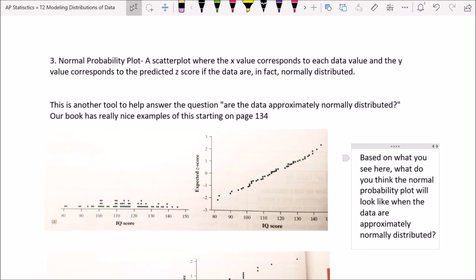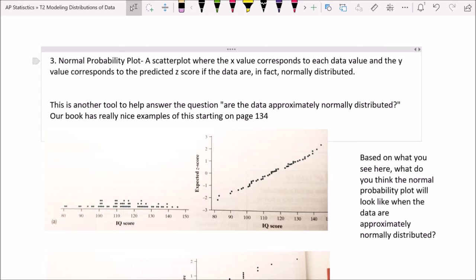Okay, a normal probability plot, what it does, it basically takes your data points and it puts them on a scatter plot where the X value is the actual data point itself, and it correlates that to a Y value that would correspond to a predicted Z score if the data were normally distributed. Okay, so these are not the end all be all, but they are a graph type that we need to know about. Guys, if that part up there doesn't make exact sense, don't sweat it yet, okay?